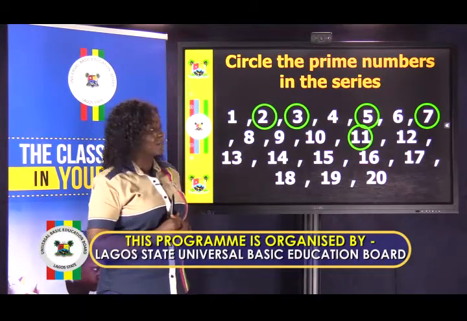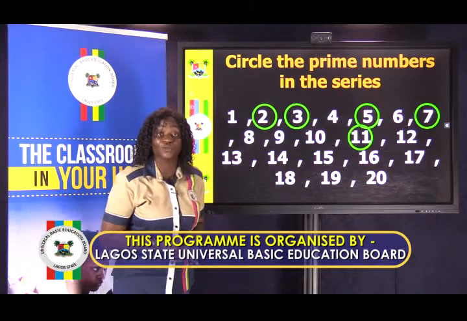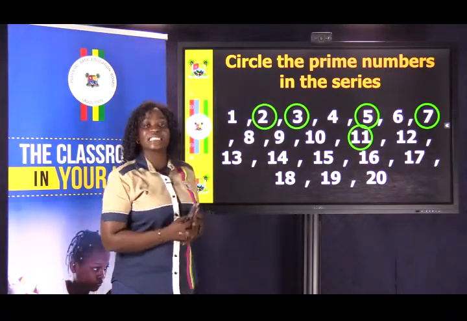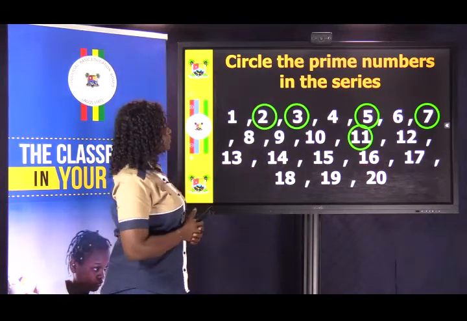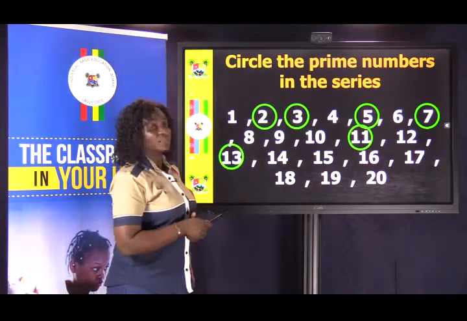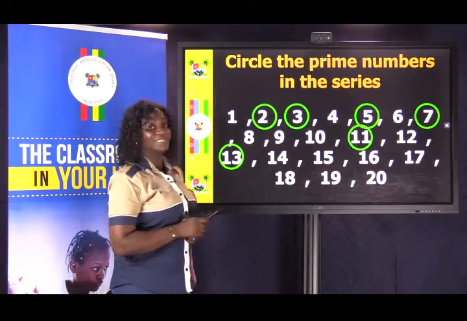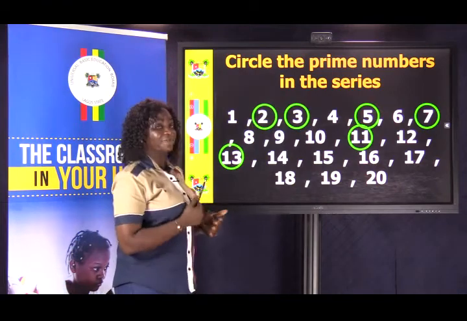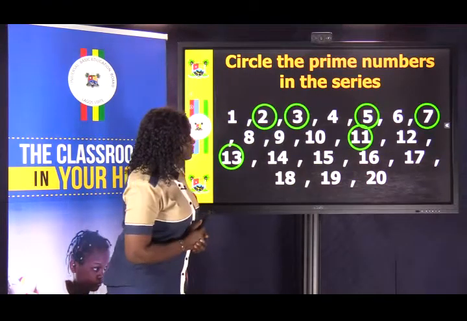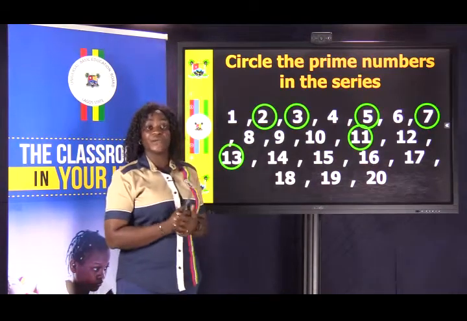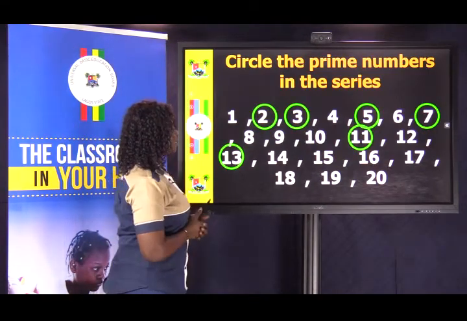12 is not a prime number because 2 times 6 is 12 and 4 times 3 is 12. So 2, 6, 4 and 3 can divide 12. 13 is a prime number. 14 is not a prime number because 2 times 7 is 14. That means 2 and 7 can divide 14. 15 is not a prime number because 3 times 5 is 15. That means 3 and 5 can divide 15.